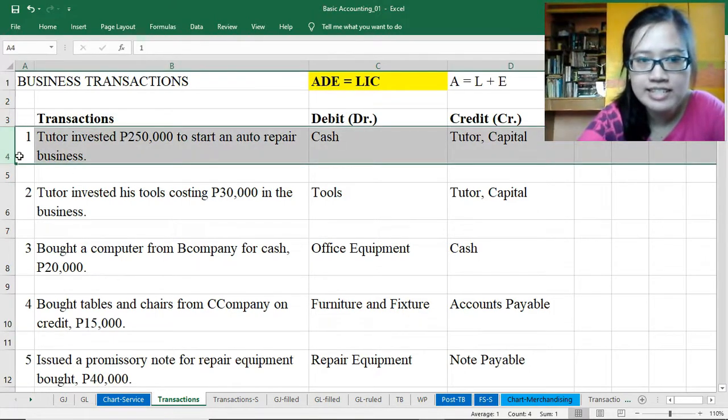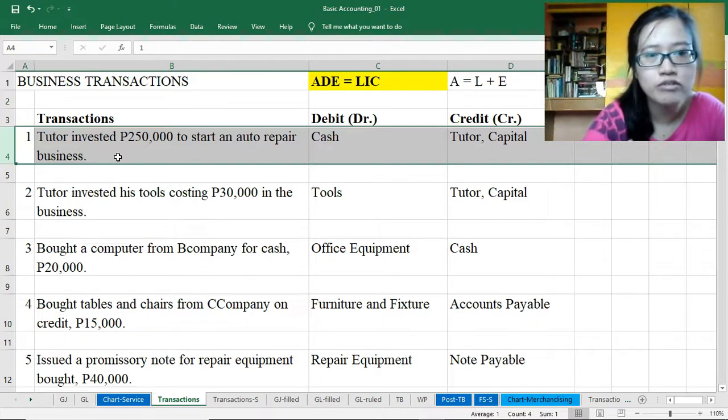Okay, first transaction, tutor invested 250,000 to start an auto repair business. Okay? So, yung business owner, nag-set aside siya ng 250,000 in cash para ilagay dun sa business niya, makapag-operate yung business. Okay? So, since naglagay siya ng cash, diba, asset yon ng business, so tumaas yung asset, ang entry natin would definitely a debit to an asset account.